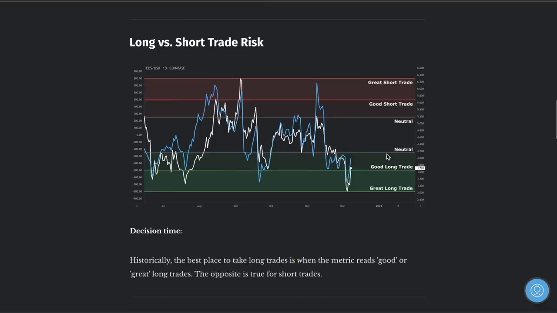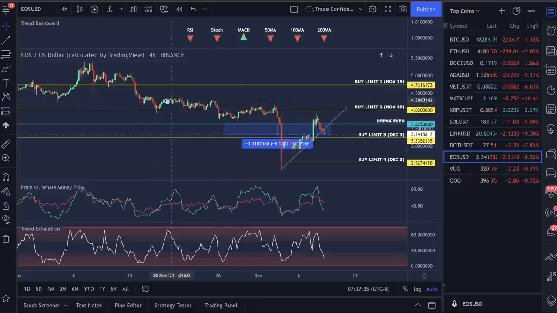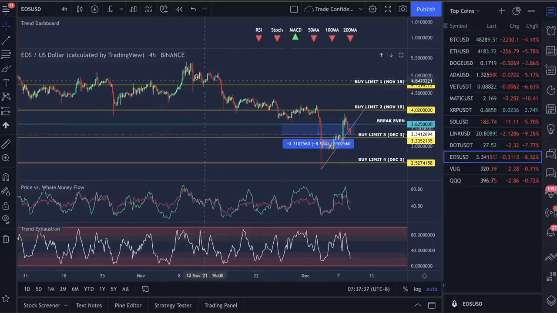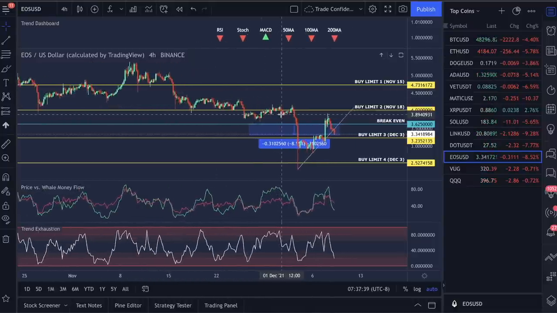Let's continue here with the metrics. What we're seeing here is we are simply in a good long trade section here. This is where you guys want to be paying attention. Now, it's kind of funny. This follows the price structure really well, but this has nothing to do with price. This is actually coded based off behavior of the market. When you guys look at this chart, this is not charting price. This is charting behavior. You guys need to understand that.